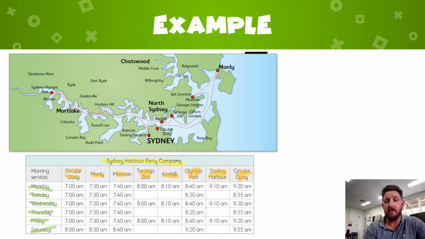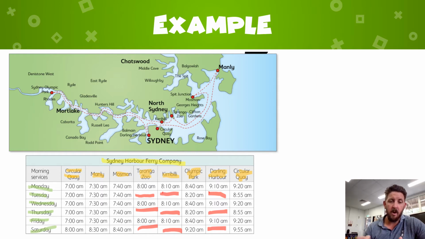Now, if we have a look here, and this is where I talked about extra information, you can see that I have some spaces that don't have time in them. Now, this is where we're going to need to start to think about what this is telling us. What can we interpret from our timetable knowing that there is no time there? Well, I can make an assumption and start using my brain to think that if there is no time, it must mean that the ferry does not stop there.